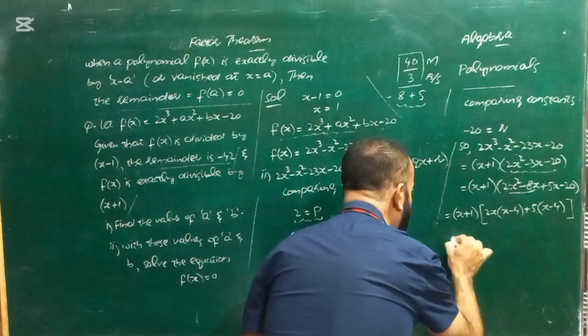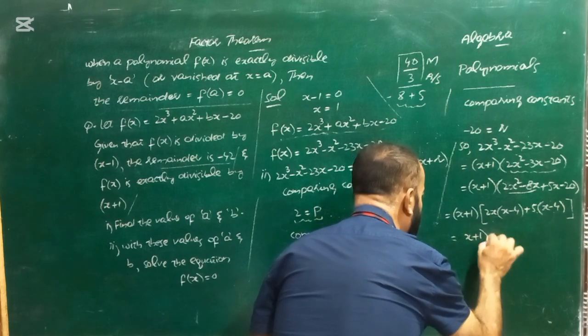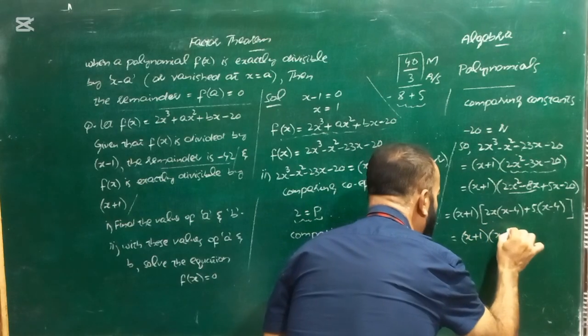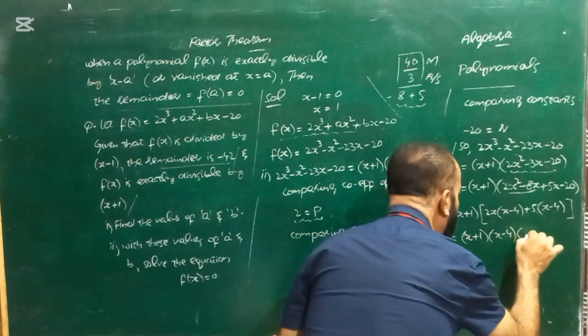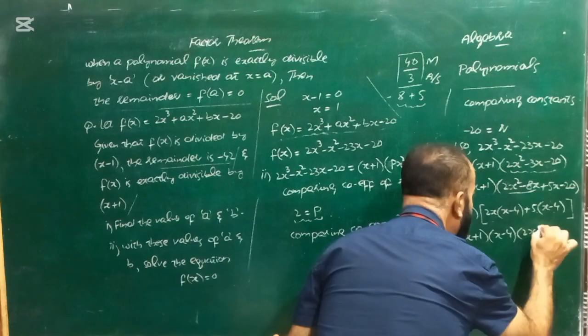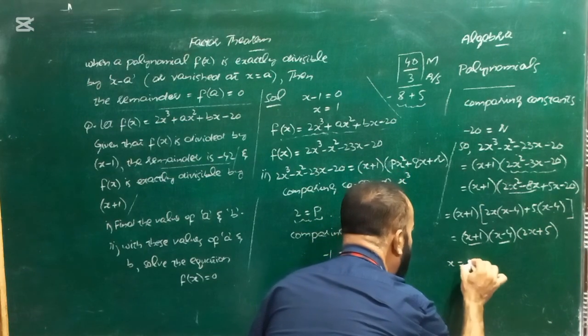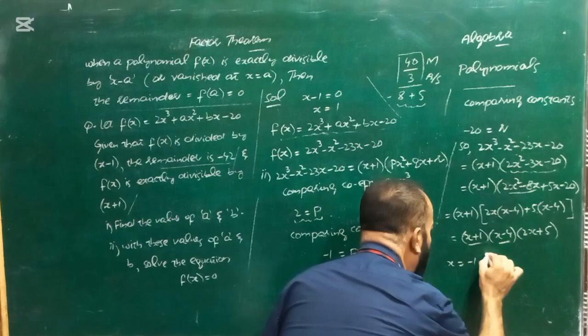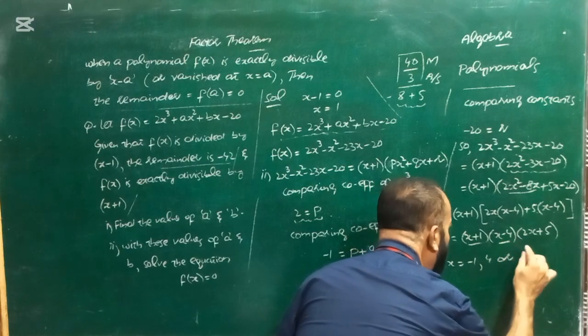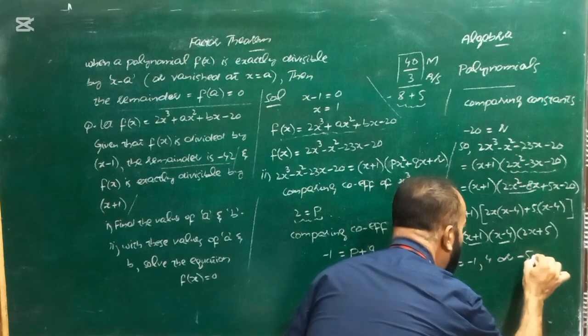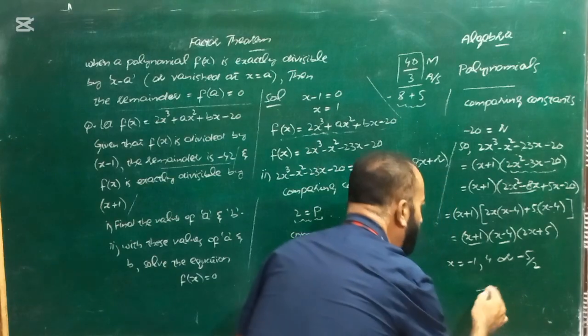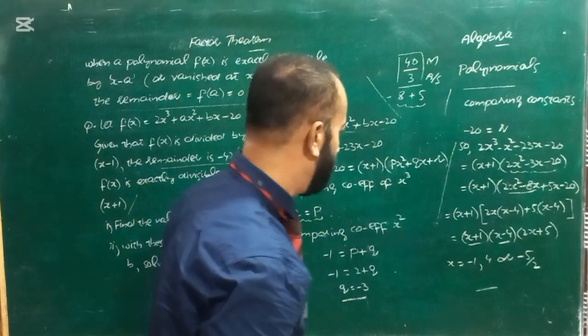The same bracket will be copied once, and the values outside the bracket will be written in the second bracket. And from here you can see x is equal to minus 1, from here 4, or from here minus 5 by 2. So these are the answers.